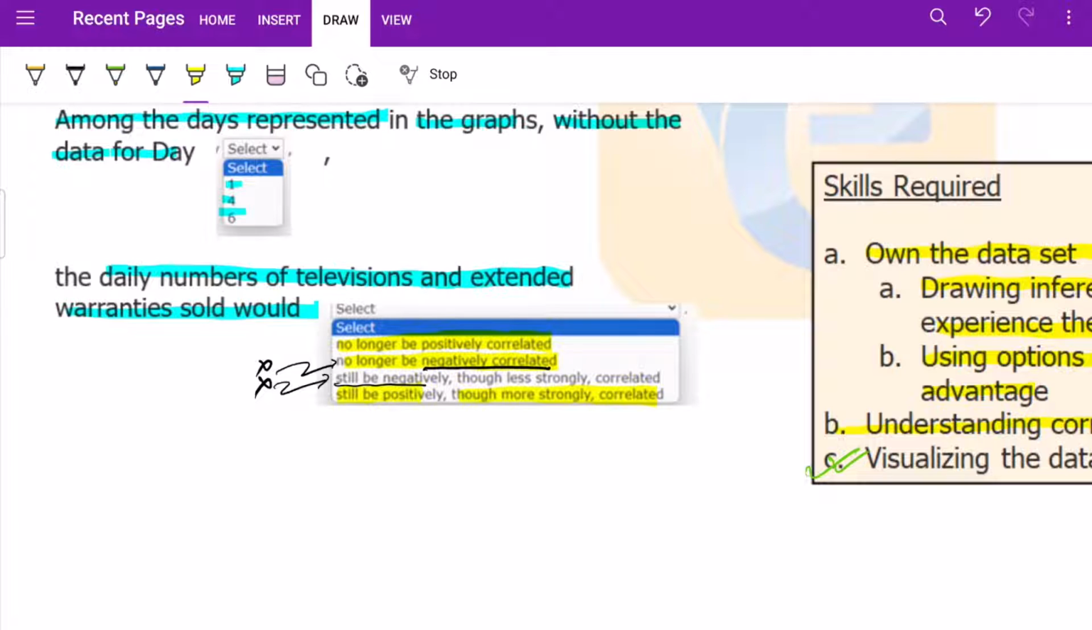Okay, understood. So basically, presently our trend line looks something like this. The 2 option basically says no longer be positively correlated. So our trend line would change to something like this, or still be positively though more strongly correlated, which basically means our trend line will get steeper. So let us see what is happening.